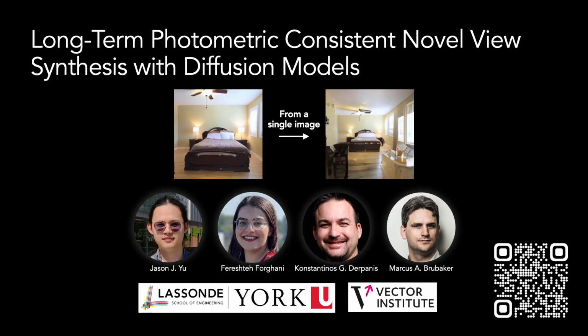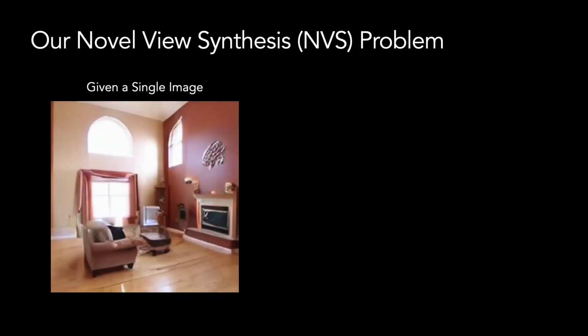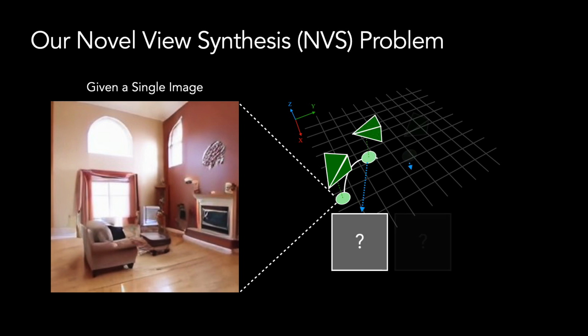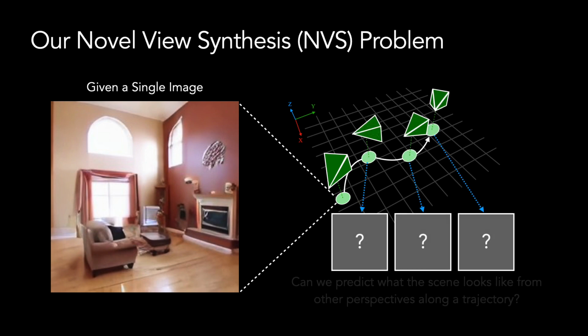I'm from York University, Canada, and I'll be presenting our work on long-term photometric consistent novel view synthesis with diffusion models. Given a single image that was captured from the starting perspective in the scene shown right here, can we predict what that scene looks like from other perspectives along a trajectory?